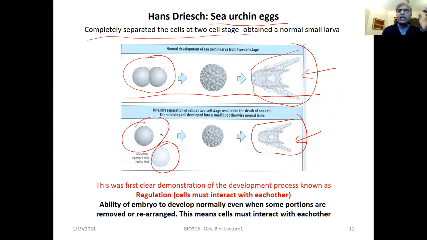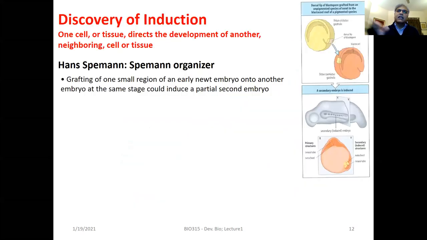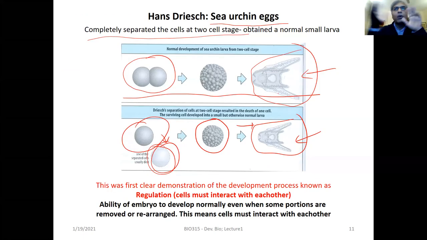So here, the cells realize we lost one. They interacted with one another. They talked to each other, and they led to development of an embryo. So Driesch proposed that development is not mosaic. It's regulated, or this was called regulation. So cells must be interacting to compensate for loss of whatever factors we may have lost by removing one of the cells. However, let me also clarify, both the models are true in different species. For example, in Xenopus it's mosaic, and in sea urchin it's regulated.